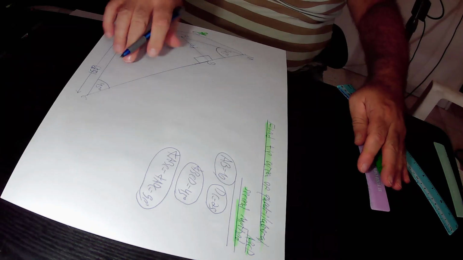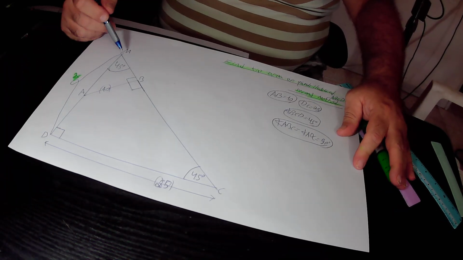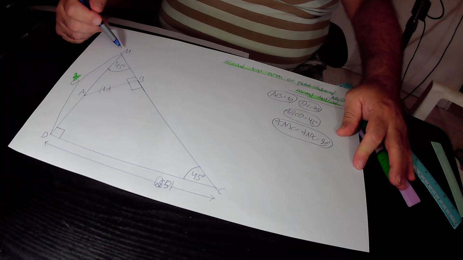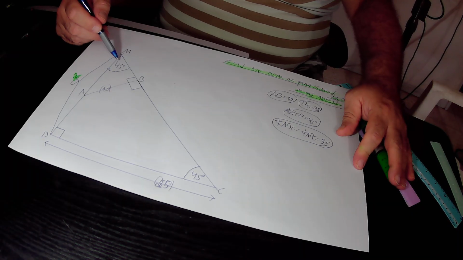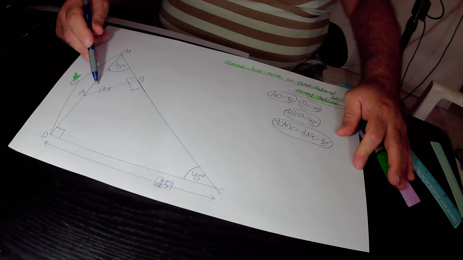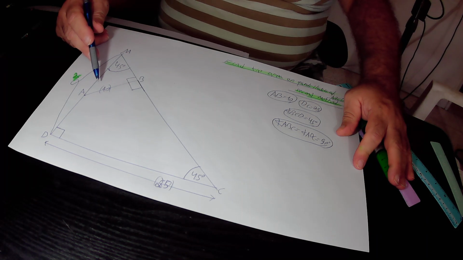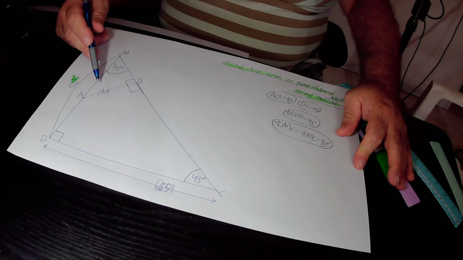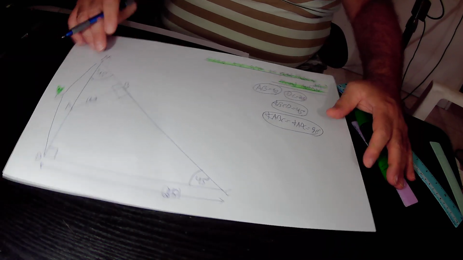We focus on the small right triangle ABM. In the small right triangle ABM, this angle equals 45 degrees, this angle equals 90 degrees, and therefore this third missing angle must be equal to 45 degrees in its size, according to the sum rule that says that the sum of the angles in a triangle is equal to 180 degrees.